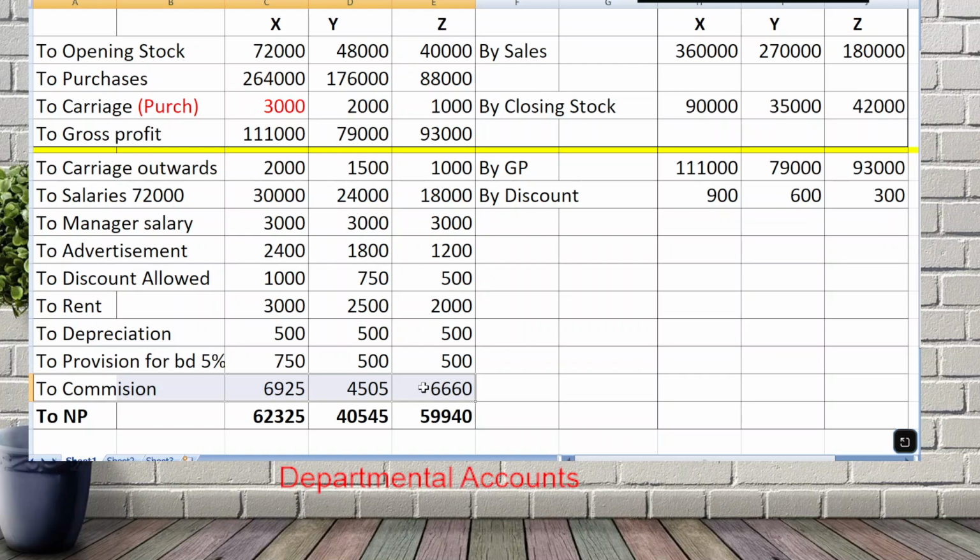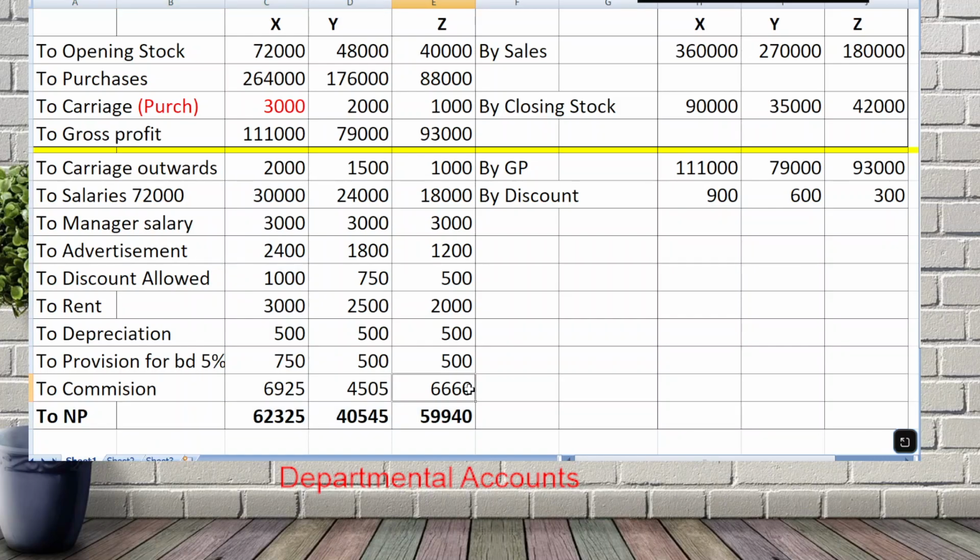Any doubt in any of the parts? Carriage apportioned based on purchases, carriage outwards based on sales, it's specified. Salary out of 81,000, 9,000 is manager's salary. Remaining 72,000 we apportioned based on number of employees. Advertisement and discount based on turnover, rent based on floor area, depreciation equally. Provision for bad debts, respective debtors into 5%. Commission is the balancing figure into 10%. The final net profit we get.